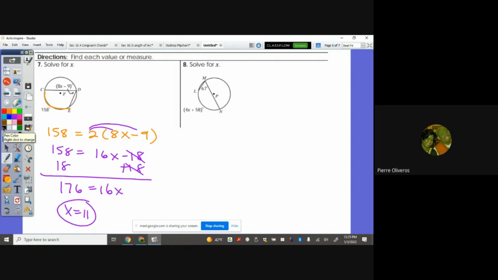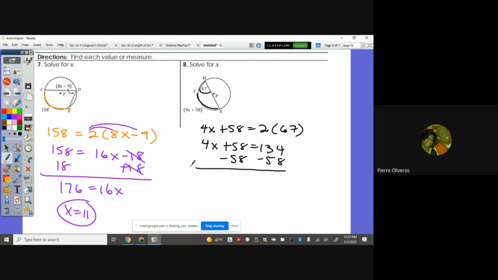Number 8. So I can see it's not a diameter. It's very close, but it's not. I know that this is 67 and the arc is 4x plus 58. So the equation now is 4x plus 58 equals double the inscribed angle. So 2 times 67 will give us 134. Subtract 58 on both sides. 76. 4x equal to 76. And divide everything there by 4. We get 19. x equal to 19.